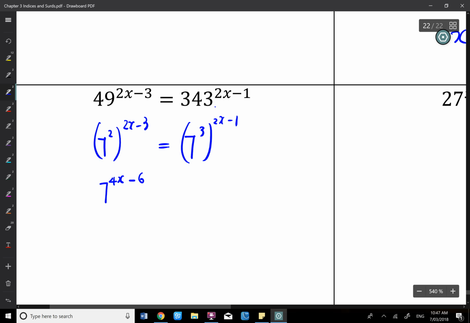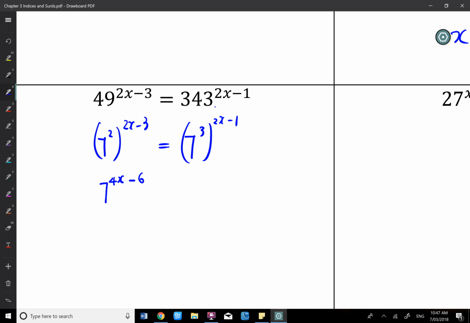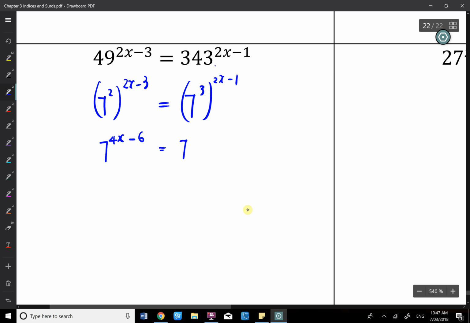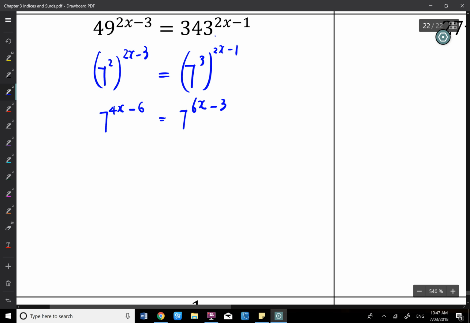So that's 7 to the power of 4x minus 6. When I expand the bracket, 2 will multiply 2x and also negative 3. And that's 7 to the power of 6x minus 3. Now they have the same base, so that's 4x minus 6 equals 6x minus 3. So what I'll have is minus 2x equals 3 plus 6. So x equals negative 3 over 2.